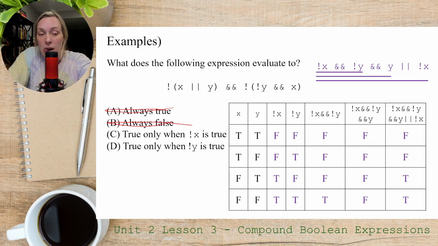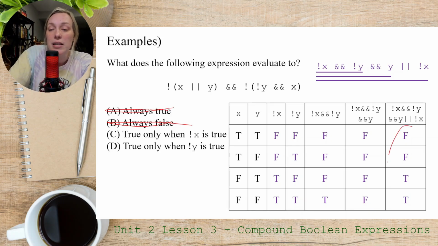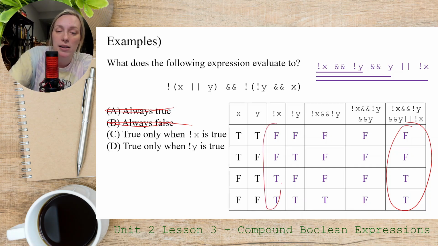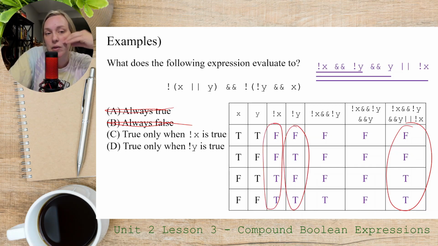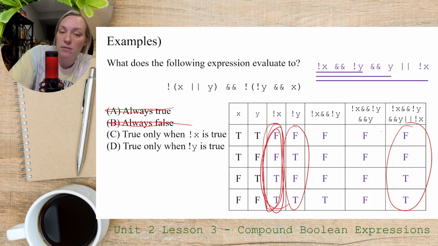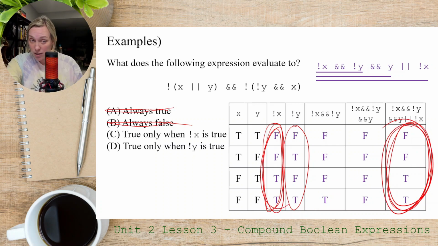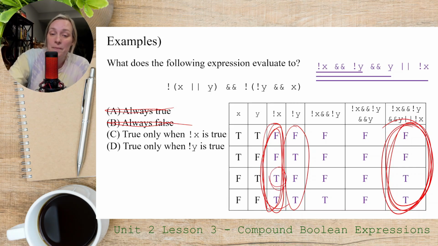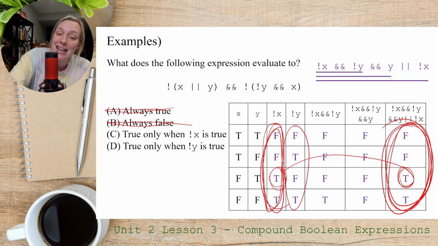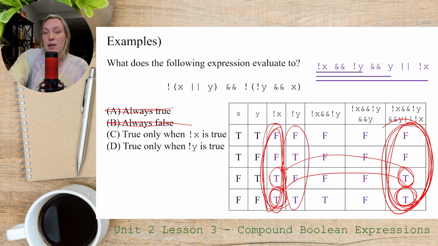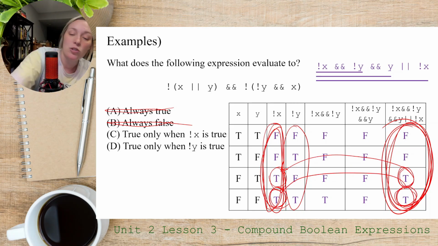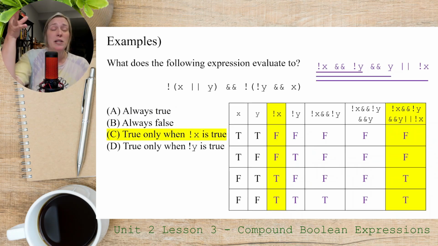So those are out. Next, what C and D are trying to say is compare the columns, right? So compare this column with your not X column and compare it to your not Y column. And do you notice a pattern? Well, I actually noticed this pattern right here. Notice how the not X and this column have the same result. That means this expression is true only when not X is true. Not the same for the not Y. So that's why your answer here is going to be C.